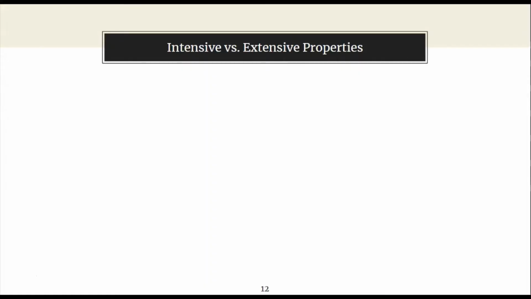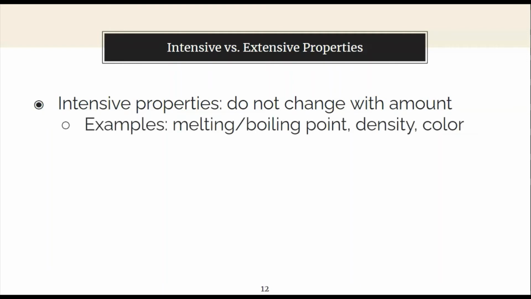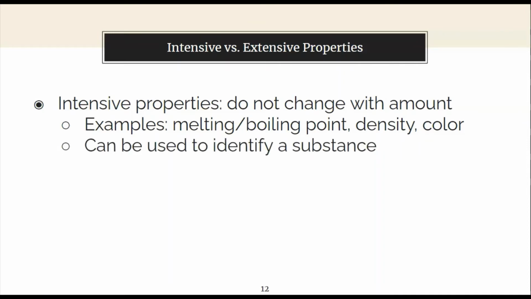Now, when we talk about physical properties, there are really two types, intensive and extensive. Intensive properties don't change with amount, no matter how much I have. For example, melting and boiling point, density and color. If I told you that I had a substance that melted at 0 degrees Celsius and boiled at 100 degrees Celsius, chances are you might guess that it's water. Water always melts at 0 and always boils at 100 under standard conditions of pressure. So I can use that to help me identify a substance. That's something special about intensive properties. We can use them to help us figure out what we have. The density of water is 1 gram per milliliter. So looking at multiple intensive properties can help me figure out which substance I have.